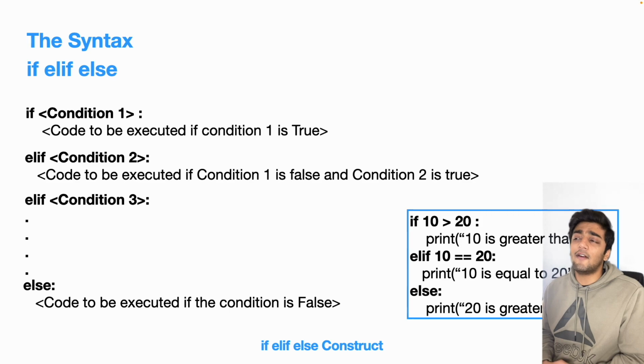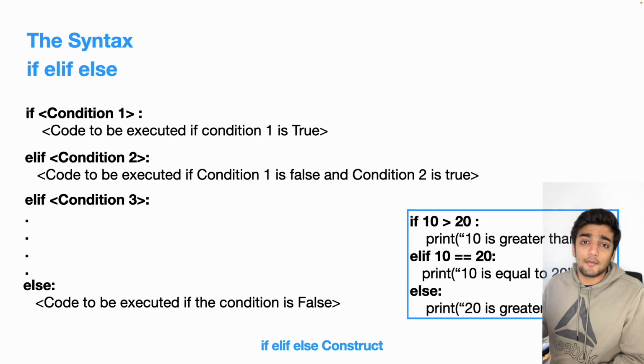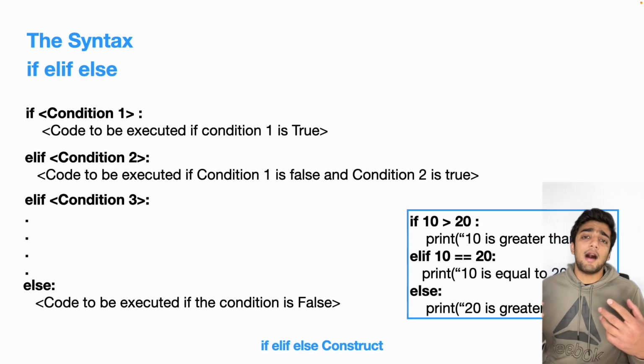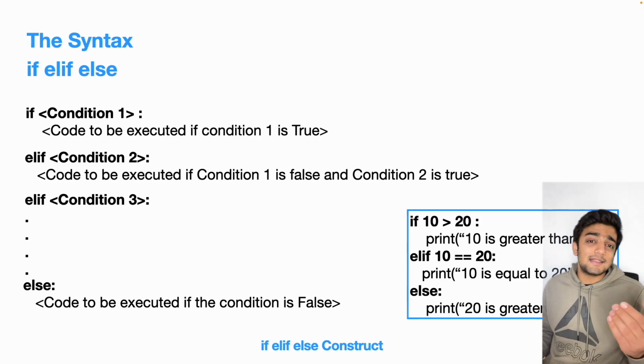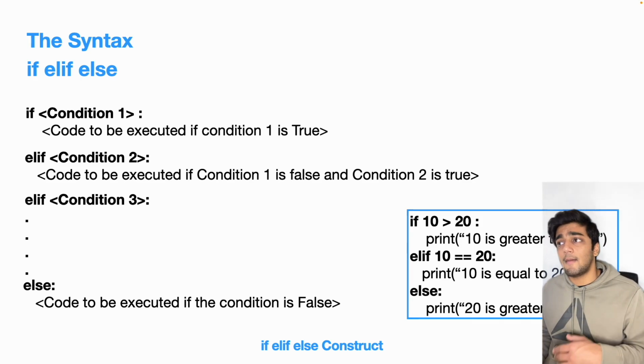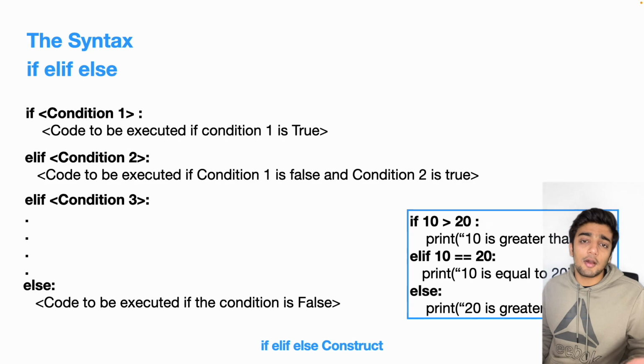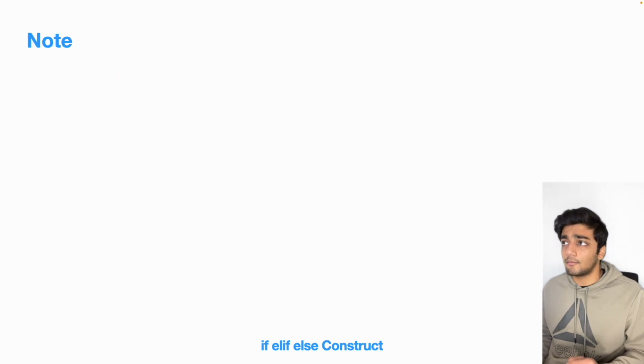Therefore, your program will finally go on to the else block and print 20 is greater than 10, because both of your conditions, the if condition and the elif condition, are false, and therefore your program is not going to execute the code inside the if and the elif statement. It's just going to go to the else block and execute whatever is written inside the else block.